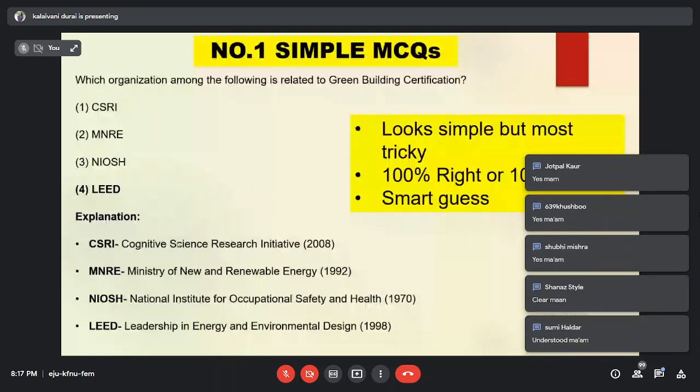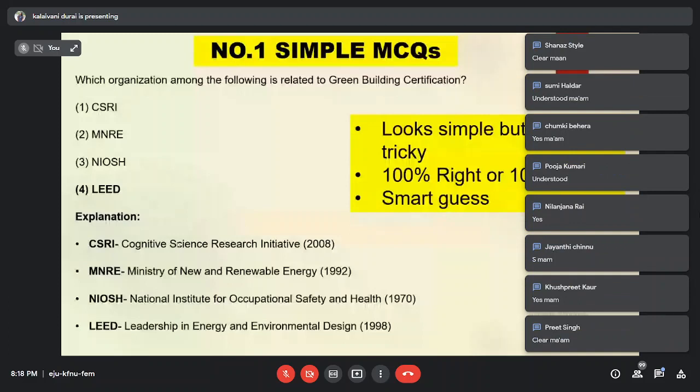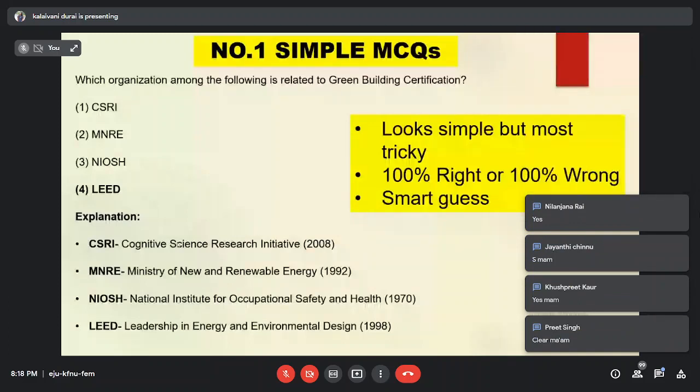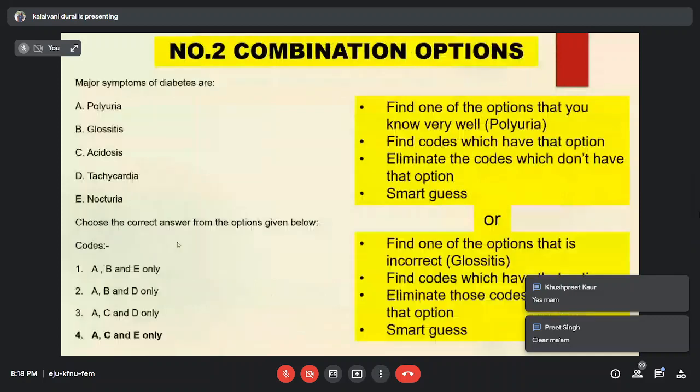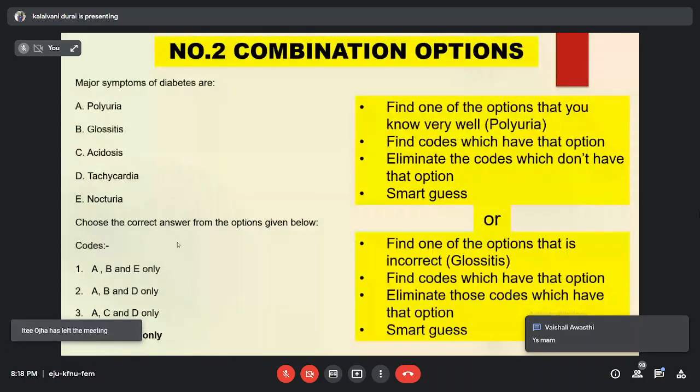Simple MCQs which you can easily understand. If you know the subject, it's easy to answer this. If you don't know the subject, you have to use a little bit of elimination and then you have to use smart guess. Okay, so the second type of question is combination options. Please have a look at this question which is given here.